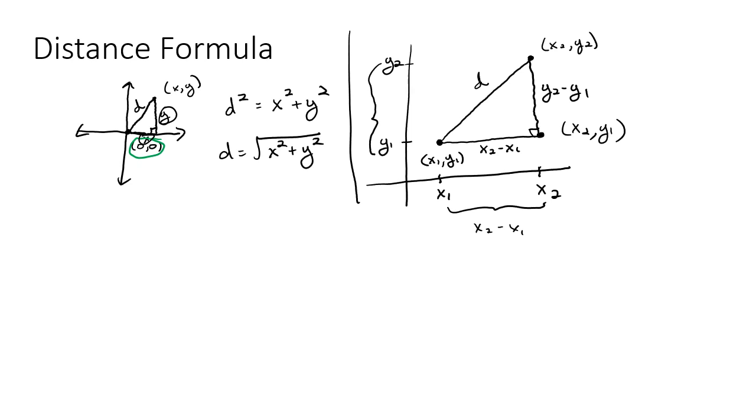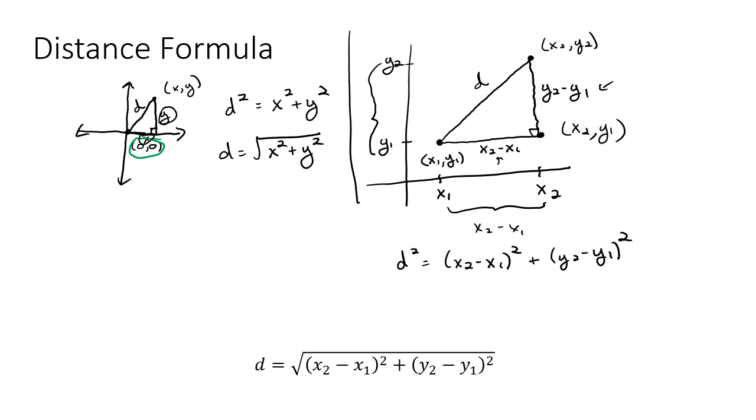But now that we've got the length of these two sides, we can just set it up again with the Pythagorean theorem. So the distance squared would be the bottom side squared, x2 minus x1, quantity squared, plus the vertical side squared, y2 minus y1, quantity squared. And so if we want the distance formula, again, we just take the square root of both sides, and we get the distance between two ordered pairs is the square root of the distance between the x's squared plus the distance between the y's squared.